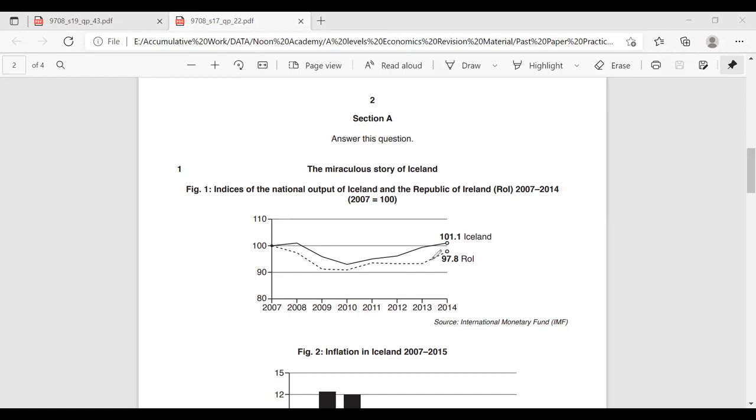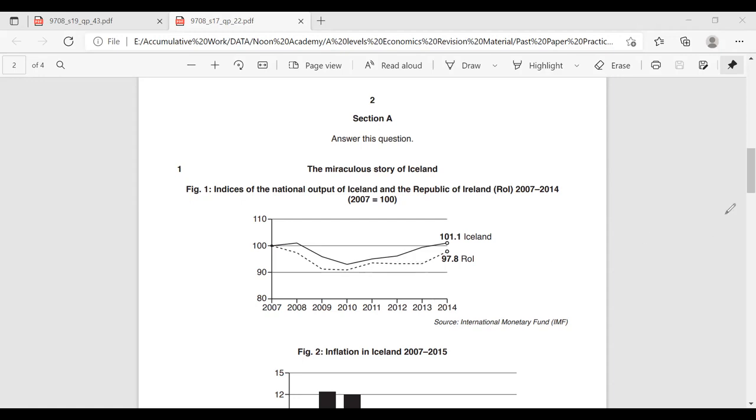Now this full line is for Iceland, and the other one is for the Republic of Ireland, ROI. This is the national output, which is basically the GDP. Both started off at 100. Iceland went a little up, then it fell, then up, and it ended a little above 100, at 101.1. For the Republic of Ireland, it fell, and then it closed below 100.